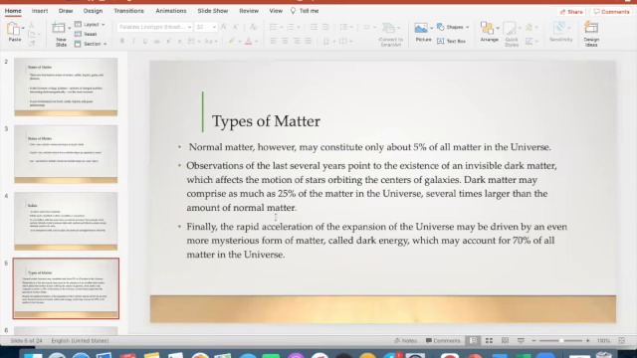All right, so there's different types of matter. So the normal matter, which is what we see, it actually only takes up about 5% of all matter in the universe. All right, so there's existence of dark matter. Okay, so dark matter comprises 25% of matter in the universe. So this is several times larger than the normal matter that we are able to perceive with our eyes. And then we have the ever expanding and accelerating universe, which forms more mysterious matter, which they call dark energy. So that accounts for 70% of matter in the universe.